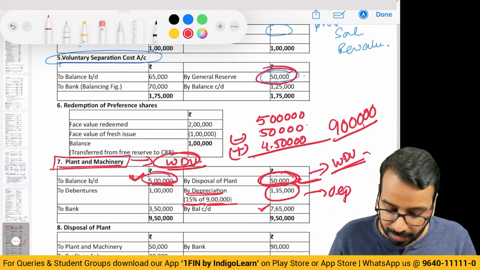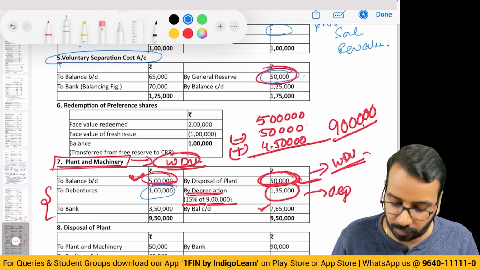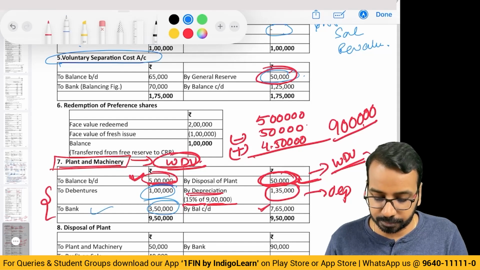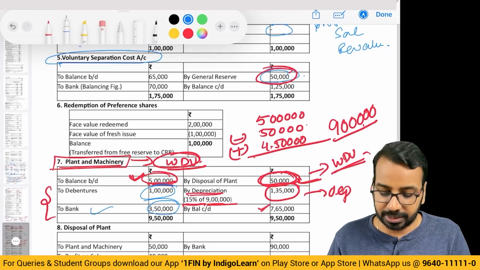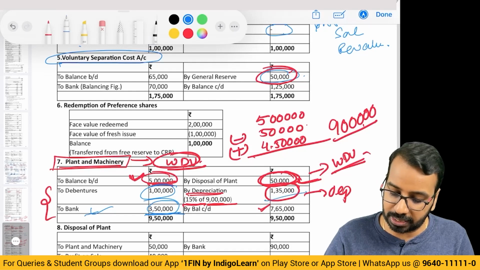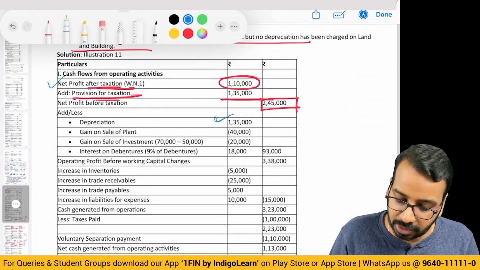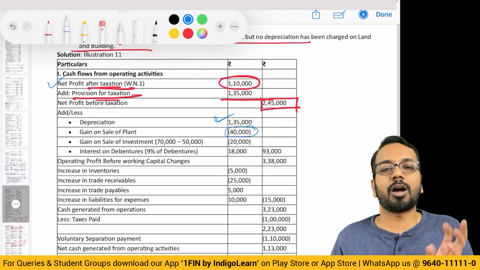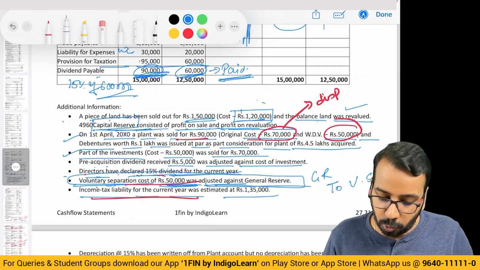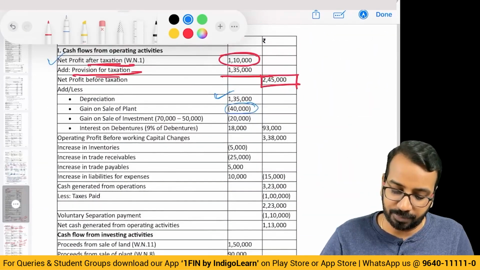Second thing is 4,50,000 whatever we have purchased, the question has mentioned we have issued 1 lakh worth of debentures and 3,50,000 worth of cash payment, right? So depreciation is 1,35,000. That is what we will use to add back. Gain on sale of plant 40,000. Sir, how to calculate gain on sale of plant? They have given direct information. Sold for 90, WDV 50. So 40,000 you can directly calculate.